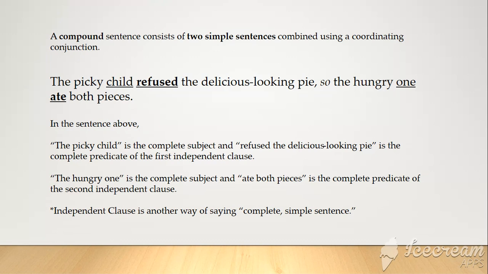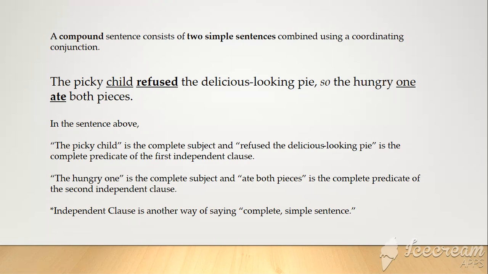The second kind of sentence is a compound sentence. And that is when you take two simple sentences and combine them together using a coordinating conjunction. We remember the coordinating conjunctions using the acronym FANBOYS: for, and, nor, but, or, yet, and so. And you can Google that if you forget all of the coordinating conjunctions.